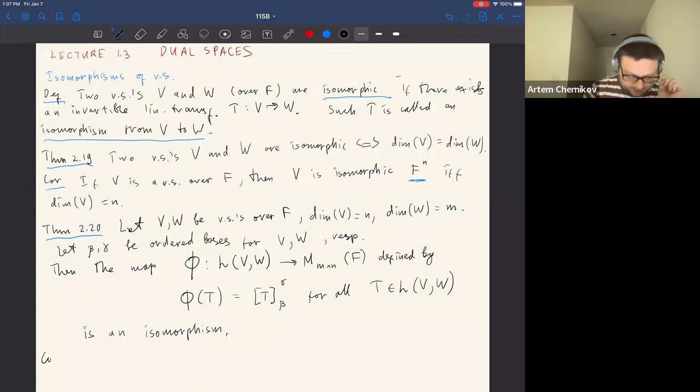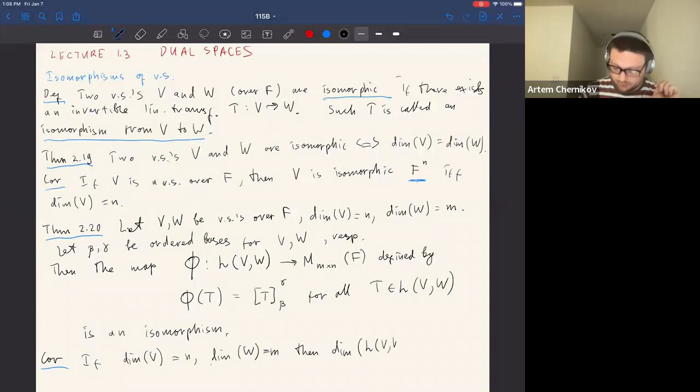And in particular, if we have such an isomorphism, we have the following corollary. If the dimension of V is equal to N and the dimension of W is equal to M for some N, M, then we know the dimension of the vector space L of V, W of all linear transformations from V to W. We just said that isomorphism preserves dimension. So this is the same as the dimension of the space of all M by N matrices over F, because they're isomorphic. But for this, of course, we know the dimension. This is just M times N.